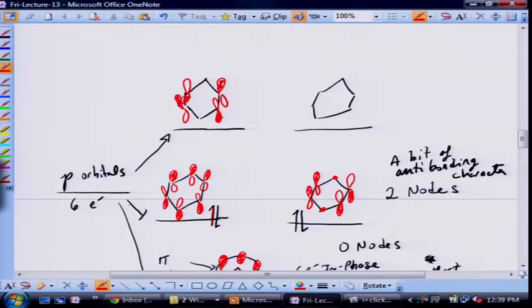Okay? So how many nodes do we have there? We definitely have one node here, one node here. There's a nodal plane here between these guys, and there's a nodal plane here. So this is 4 nodes. Okay? 4 nodes. And another configuration.